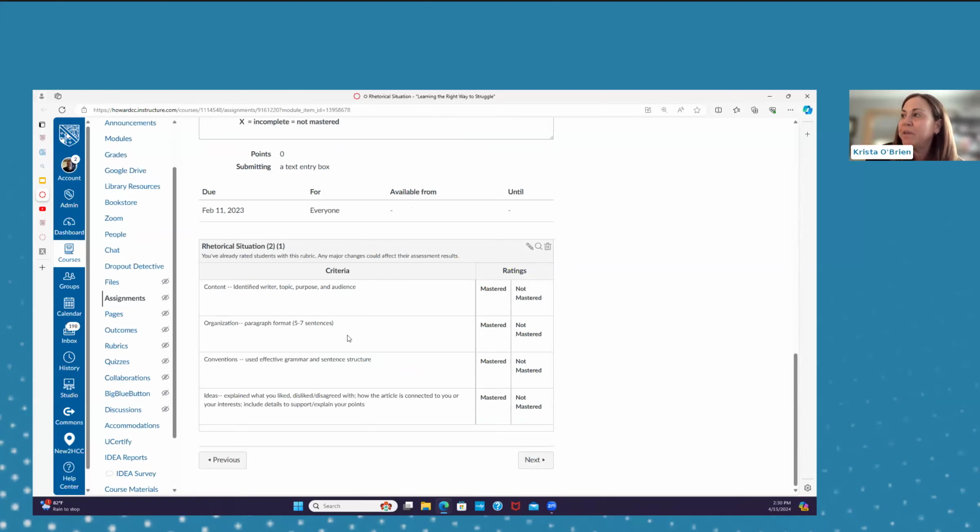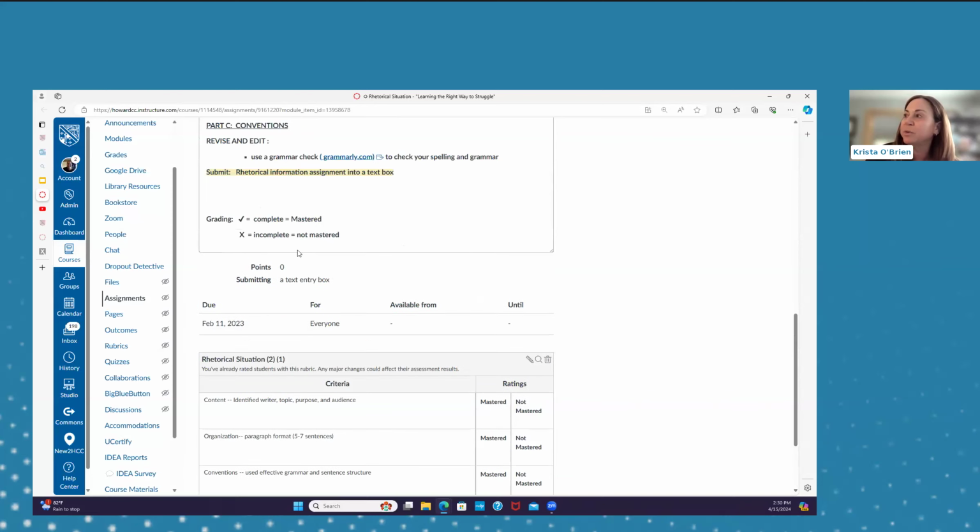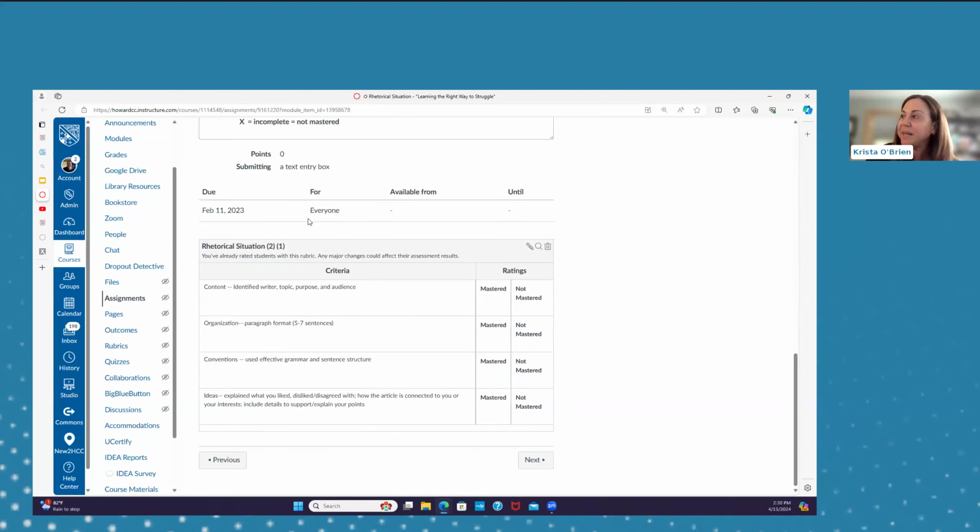But they have a rubric. So in their rubric, it's identified again, content: did they identify correctly the writer, topic, the purpose, the audience? If they did all of those correctly, they would get mastered. Same thing for their organization, conventions, and ideas. So they would see if they mastered all four. If they mastered all four, then of course that's where they're going to get the complete. If they did not master one of the four criteria, they would get a not mastered.